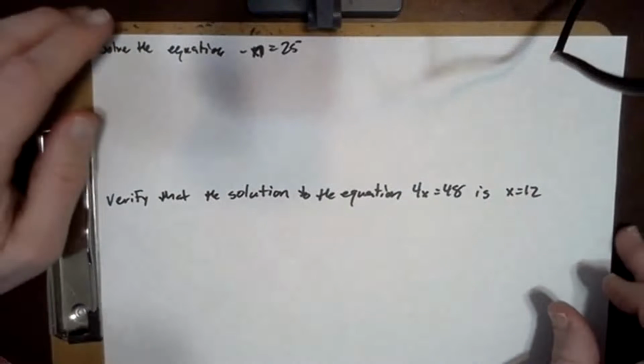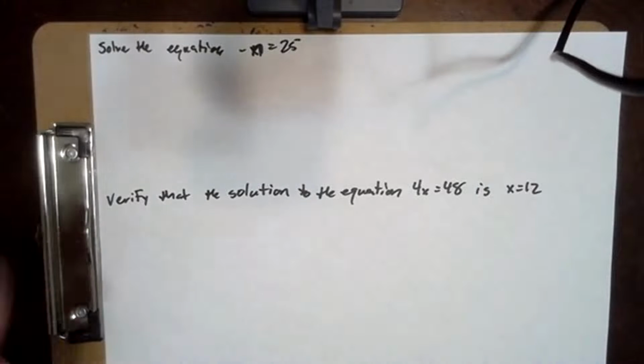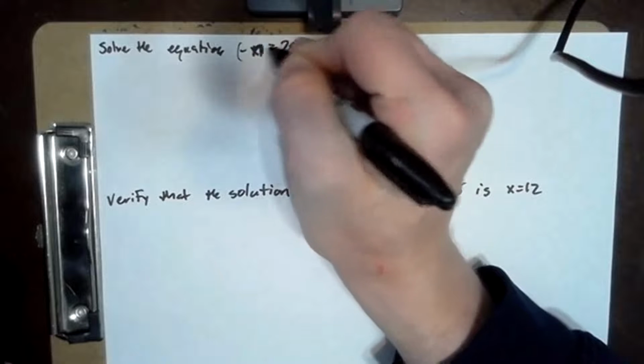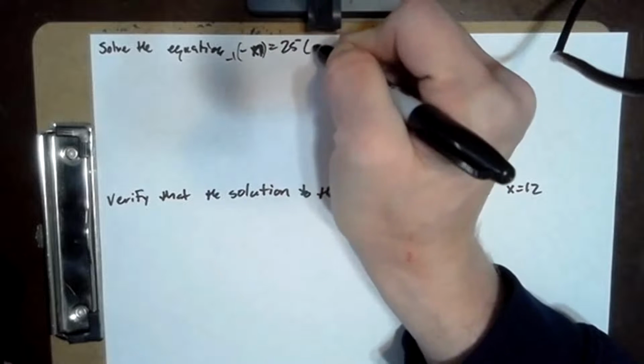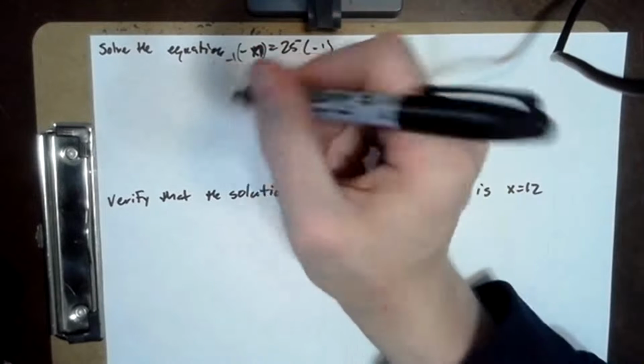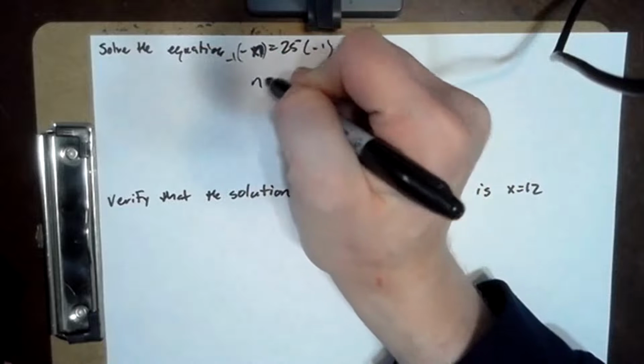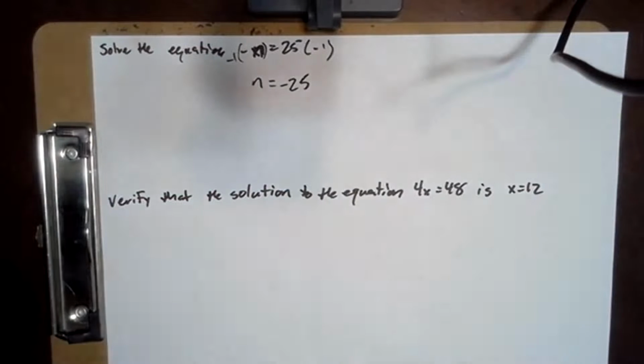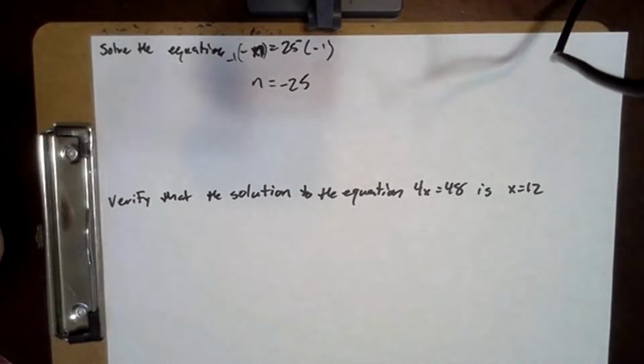Solve the equation -n equals 25. Okay, well, if -n equals 25, then we can multiply both sides of the equation by -1. Multiplying -n by -1 gives n. Multiplying 25 by -1 gives -25. So n equals -25.